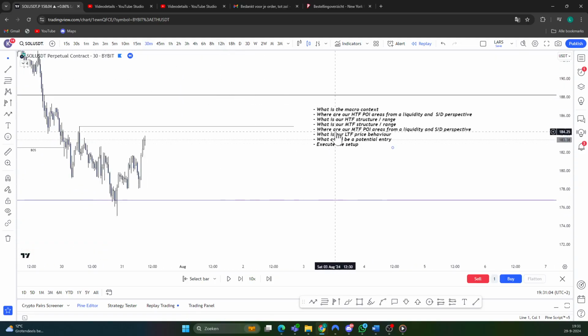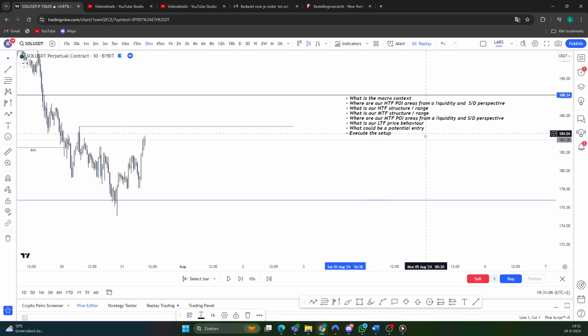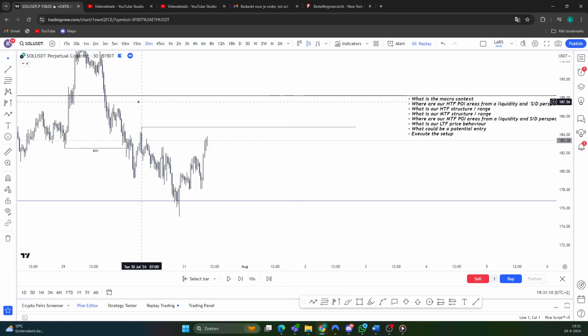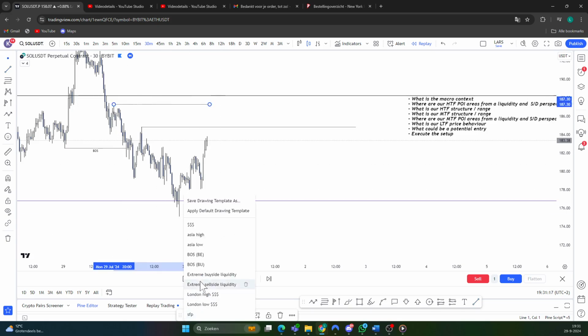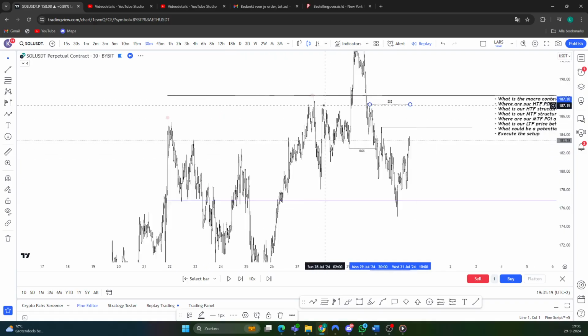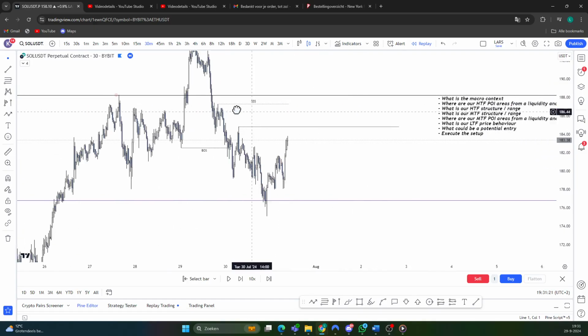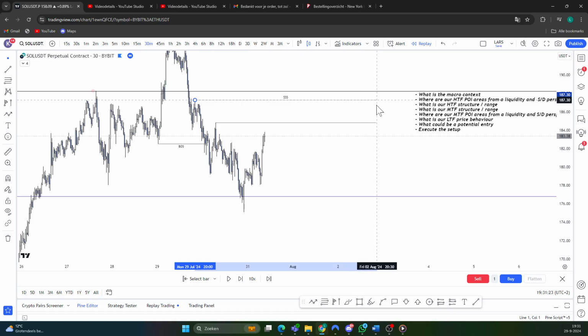Let's grab that. Where are our mid-time frame POIs from a liquidity and a supply and demand perspective? So we do have that first market structure high created back inside your original range values. And the second tab high was your original range value. So you do have liquidity up here, but in order to come there, you have to break market structure, which is not that nice, right?